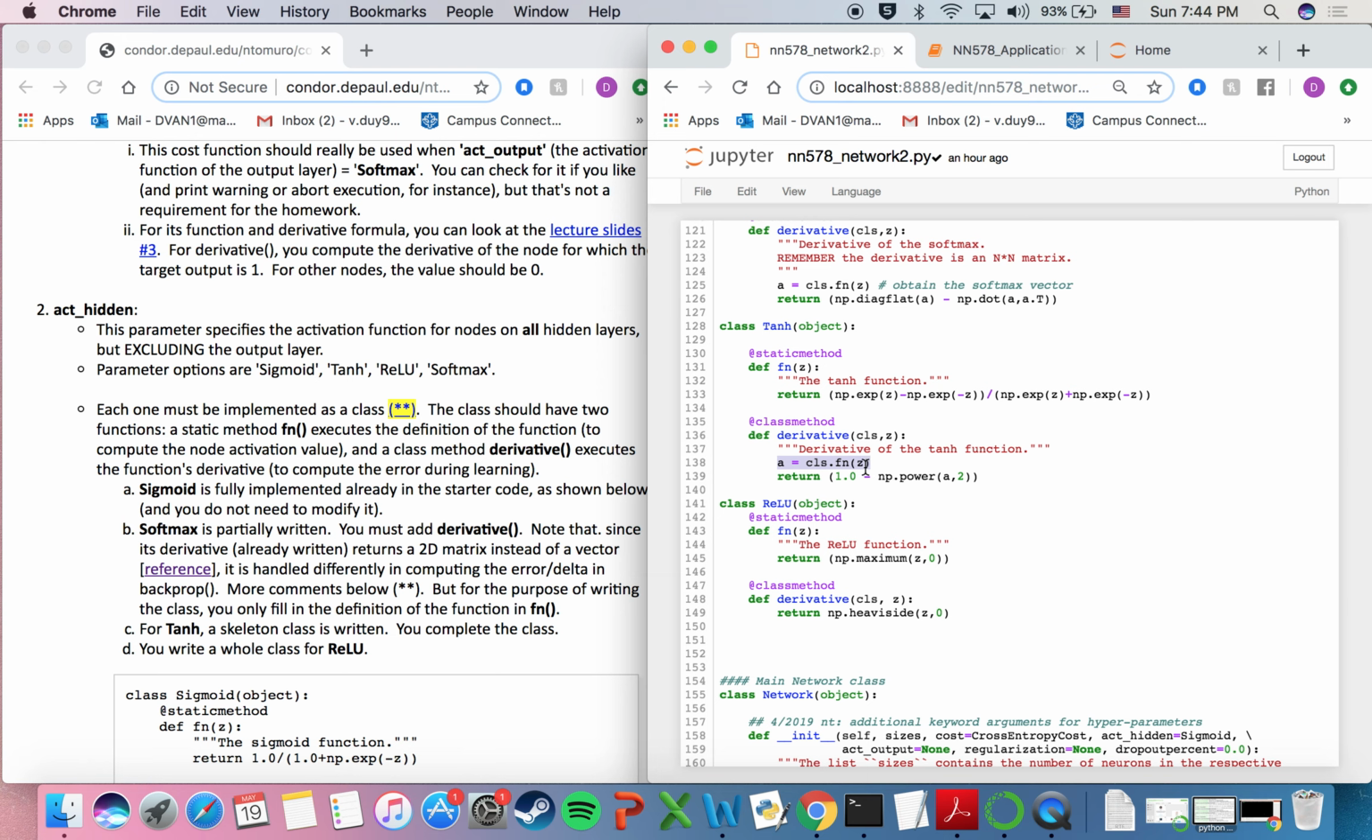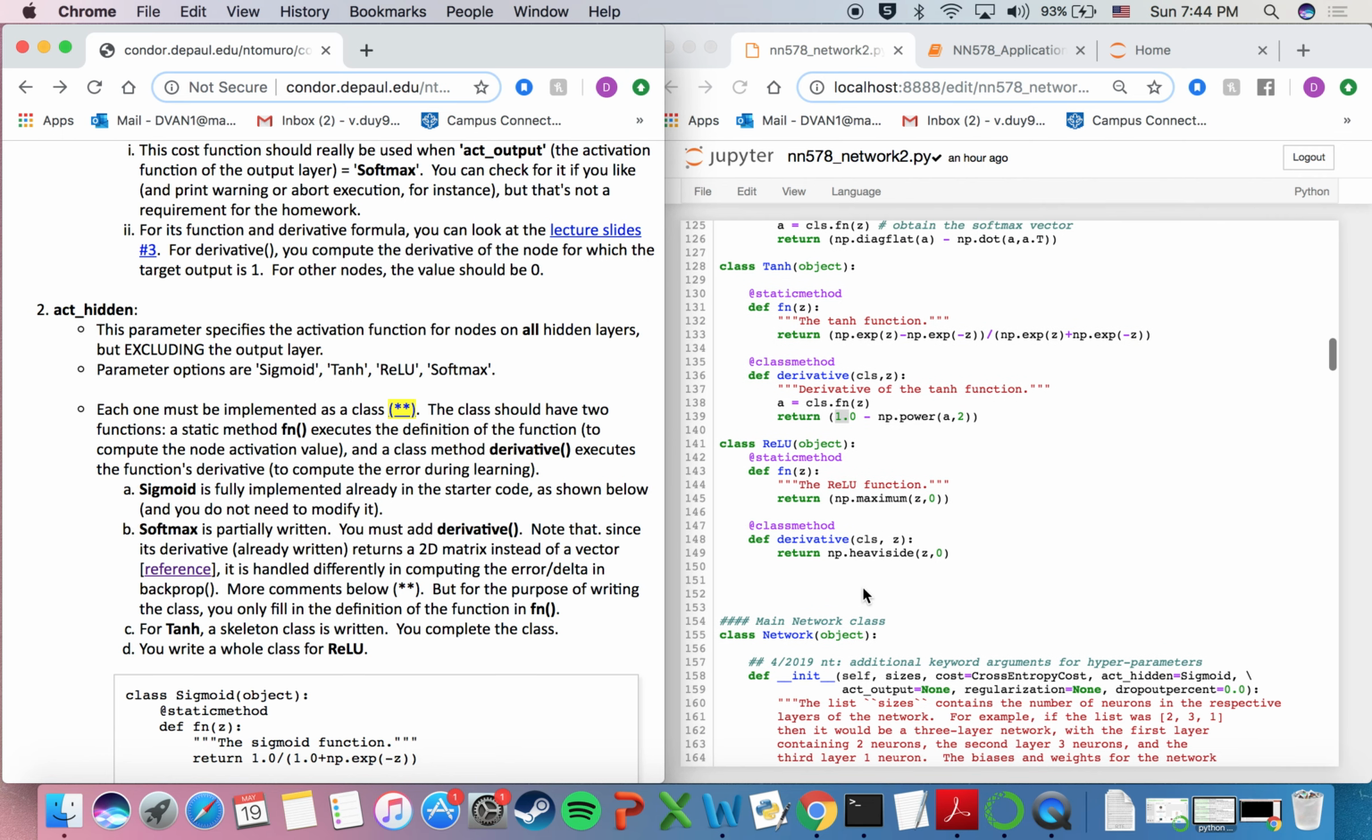And here a is the class function for the first one, for the function z, then return one subtract a to the power 2. ReLU is a little bit special since the value is greater than 0, so the function is the numpy maximum of it, and then the derivative is the Heaviside of it, since we check whether z is greater than 0, equal to 0, or less than 0, then it's going to have a different derivative.